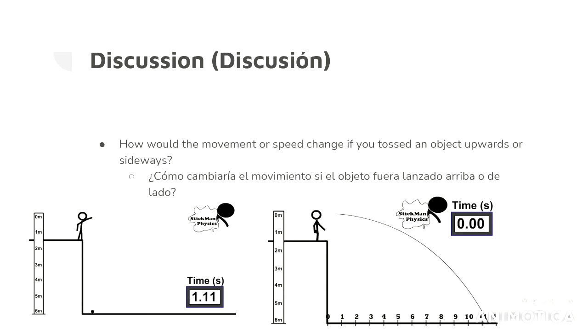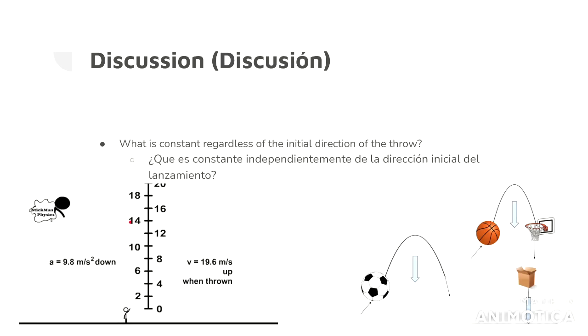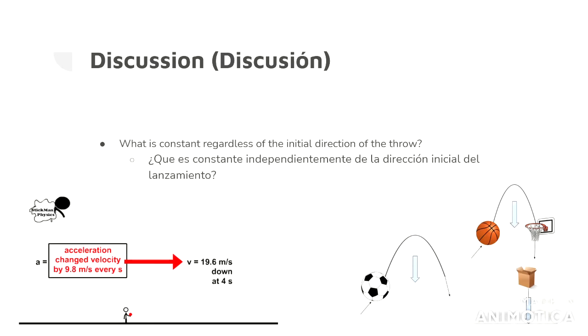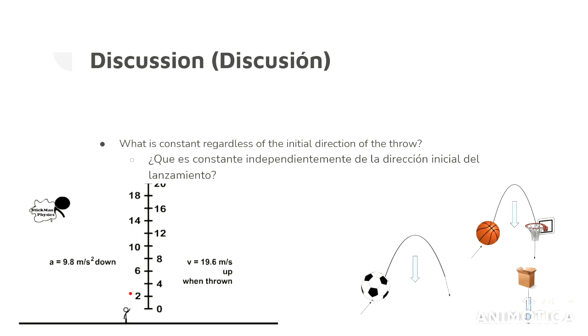So, how would the movement or speed change if you tossed an object upwards or sideways? Pause the video and check out the GIFs below if you're stuck and need a more visual representation. And what is constant regardless of the initial direction of the throw? Think about where the ball ends up and its movement. As you can see, it is always going down because of gravity, the force between the object that's being thrown and the Earth.